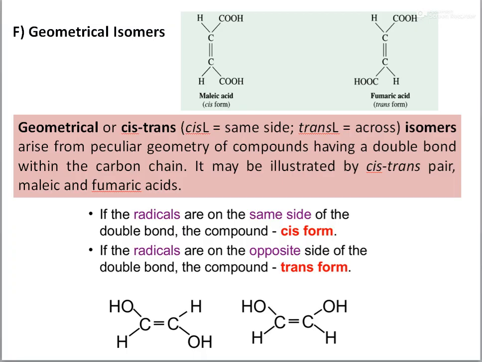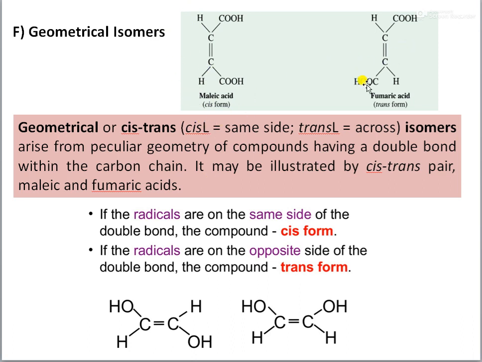Now, let's talk about geometrical isomerism. I hope you remember we divided our stereoisomerism into optical isomerism and geometrical isomerism at the beginning. Now, what is geometrical isomerism? On either side of a double bond, if the radicals are found on the same side, then you call it the cis form. And if they are found on opposite sides, then you call it trans. Now, just have a look at this. COOH and COOH are on the same side, and hydrogen in malic acid is also on the same side. That is called the cis form.